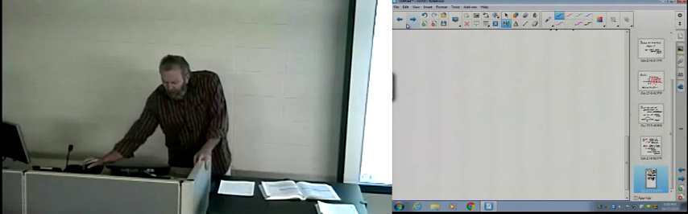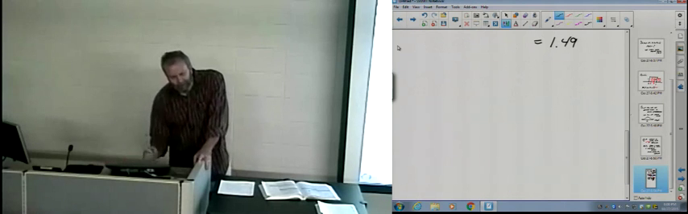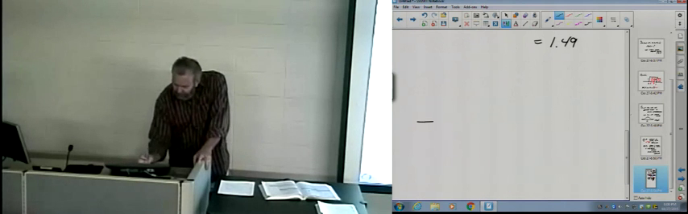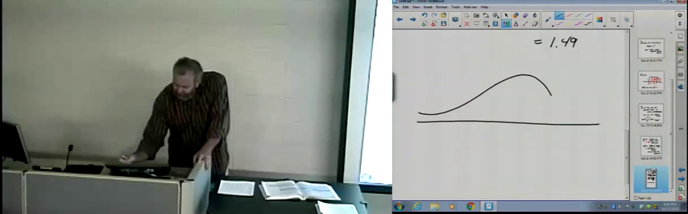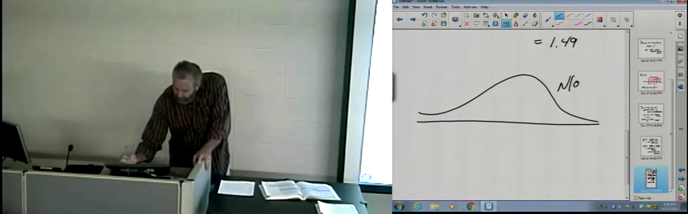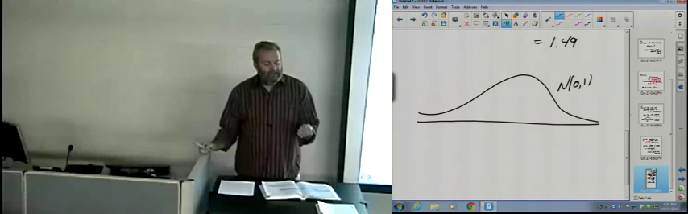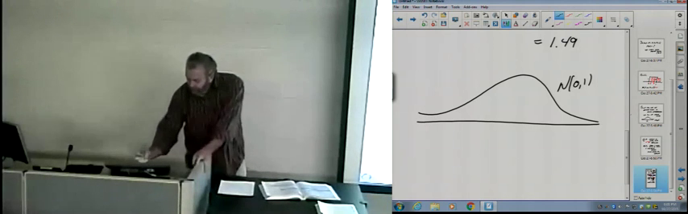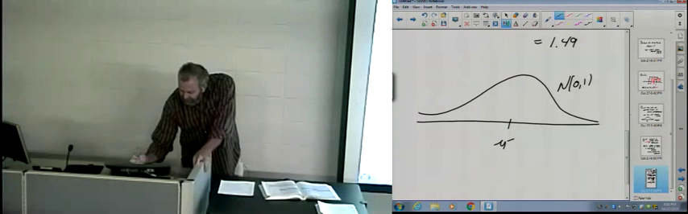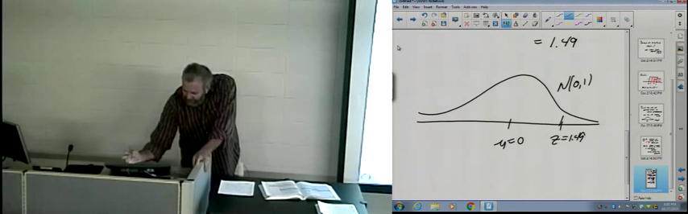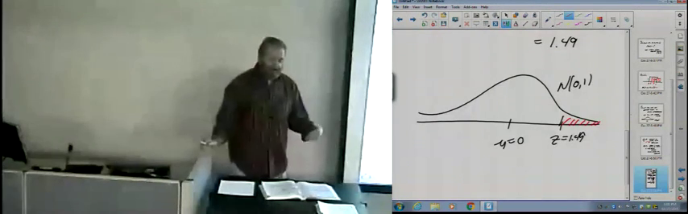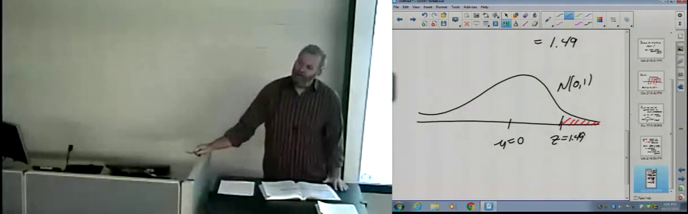Now, why do we do all this? Again, I'm still reviewing Chapter 3 with you. As soon as you standardize, it takes you to the standard normal distribution. Remember, that's the one with a mean of 0 and a standard deviation of 1. Your little z-score is here, 1.49, and we're still shading to the right. Whatever way you shaded in the first picture, you're going to shade that direction.